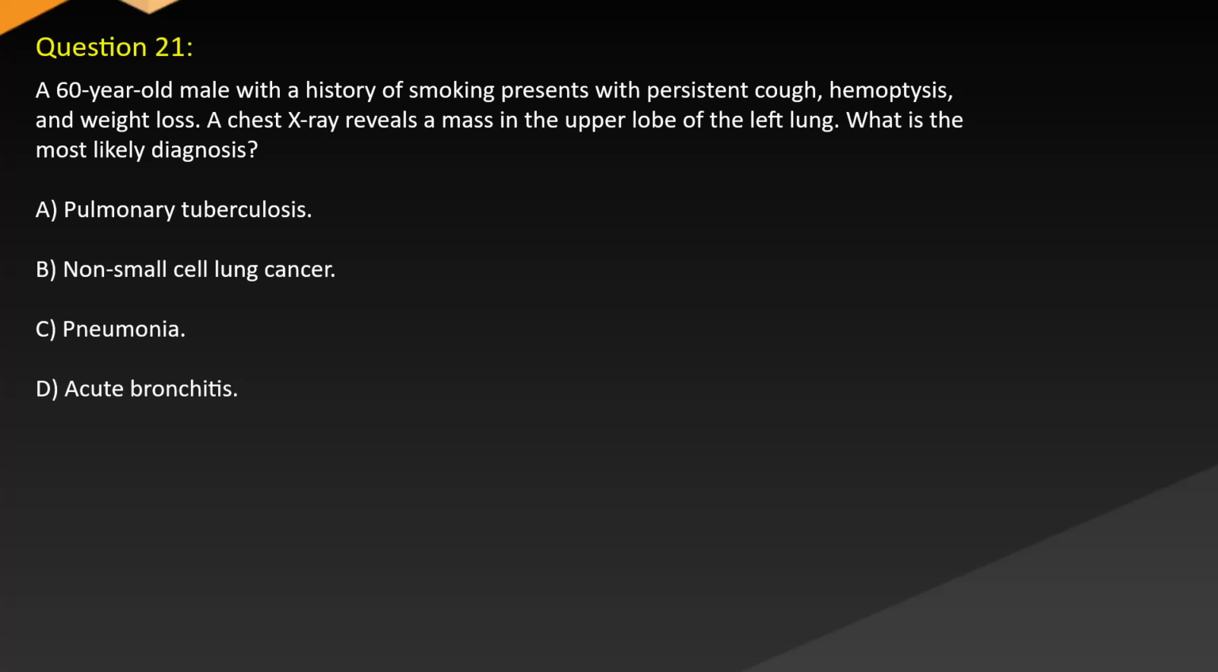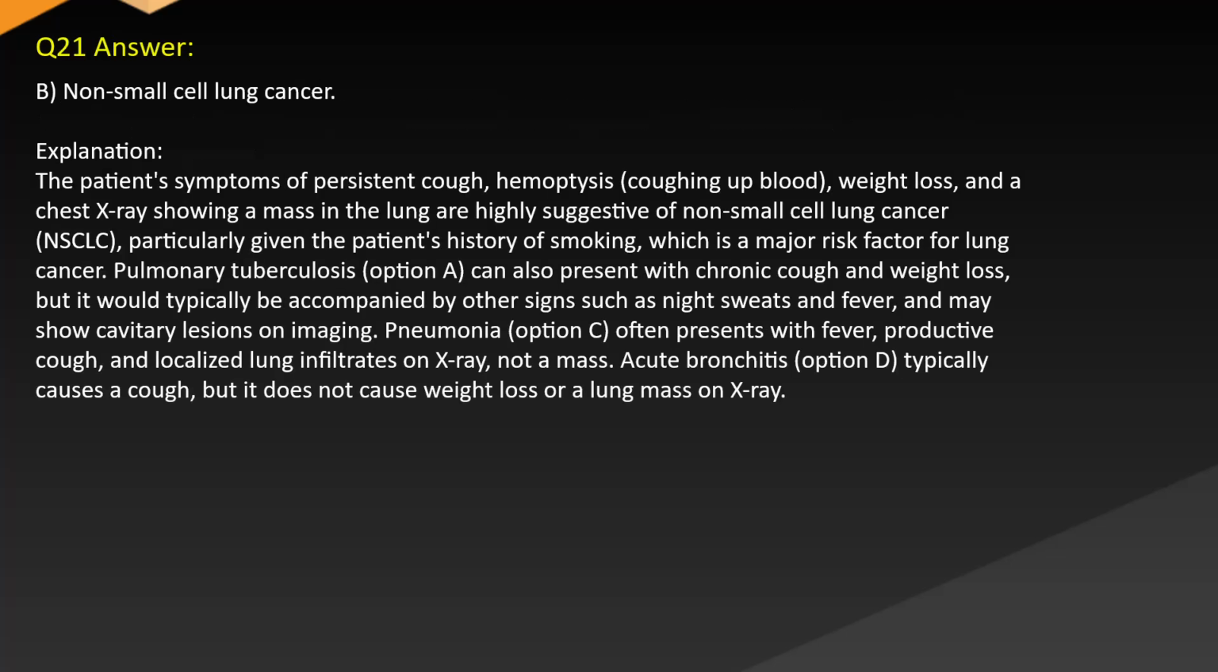Question 21. A 60-year-old male with a history of smoking presents with persistent cough, hemoptysis, and weight loss. A chest X-ray reveals a mass in the upper lobe of the left lung. What is the most likely diagnosis? A. Pulmonary tuberculosis. B. Non-small cell lung cancer. C. Pneumonia. D. Acute bronchitis. Answer B. Non-small cell lung cancer.